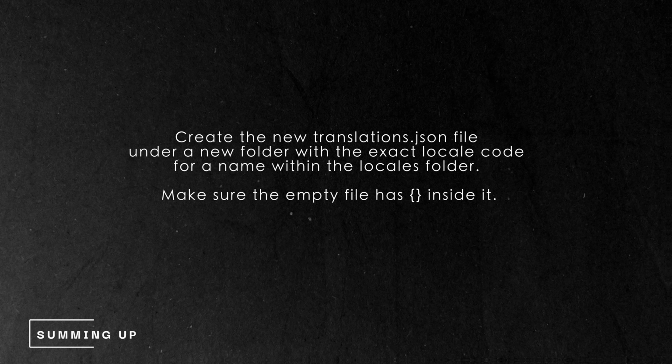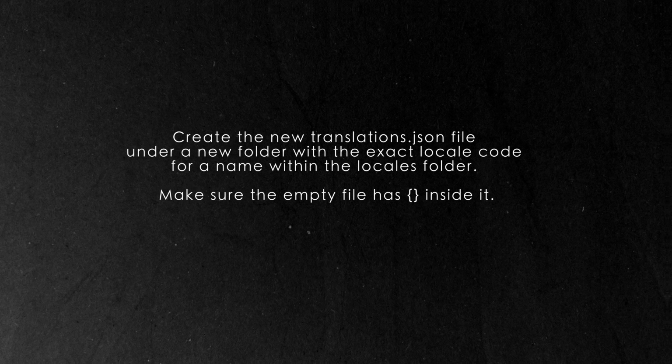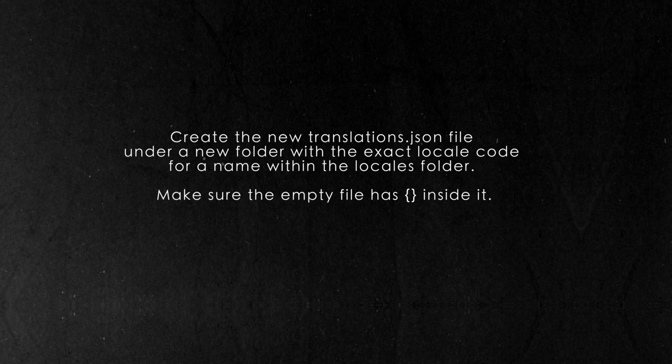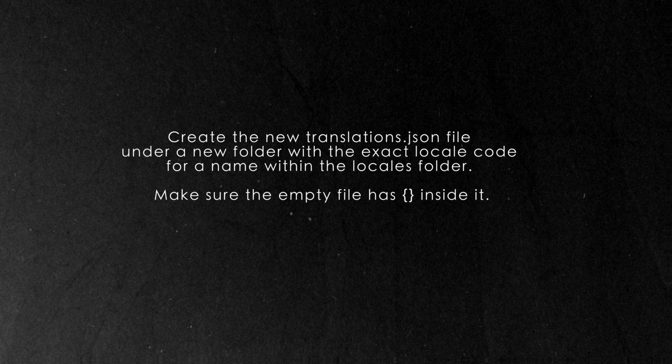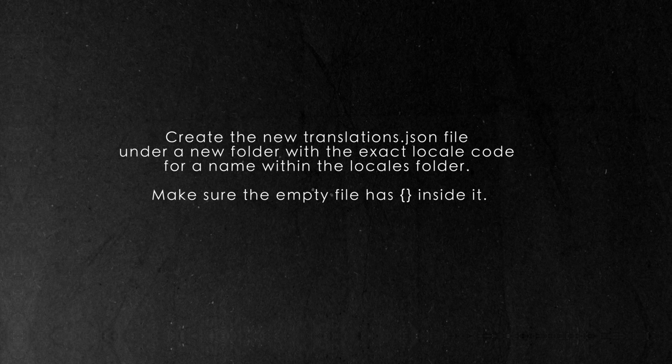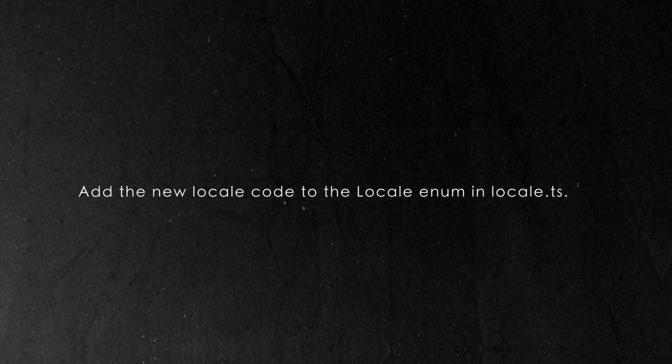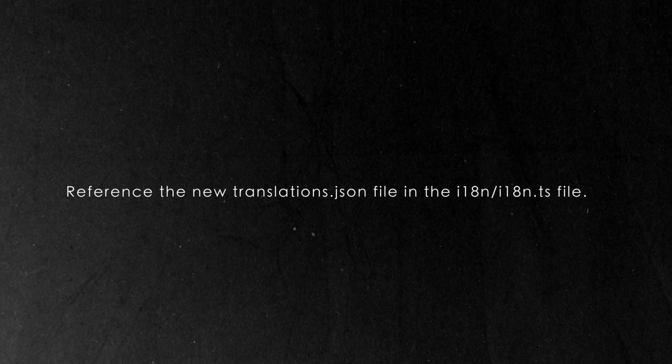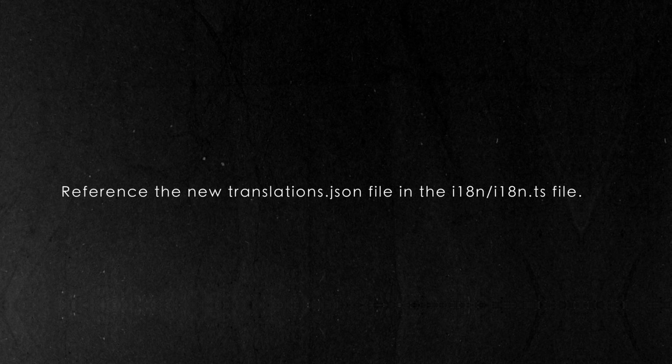You can of course add a completely new locale. Just remember to create the new translations.json file under a new folder which has the exact locale code for a name within the locales folder. Make sure the empty file has an empty object inside it. Add the new locale code to the locale enum in locale.ts. Reference the new translations.json file in the i18n.ts file. Add the new locale code to the array in i18n config.ts.